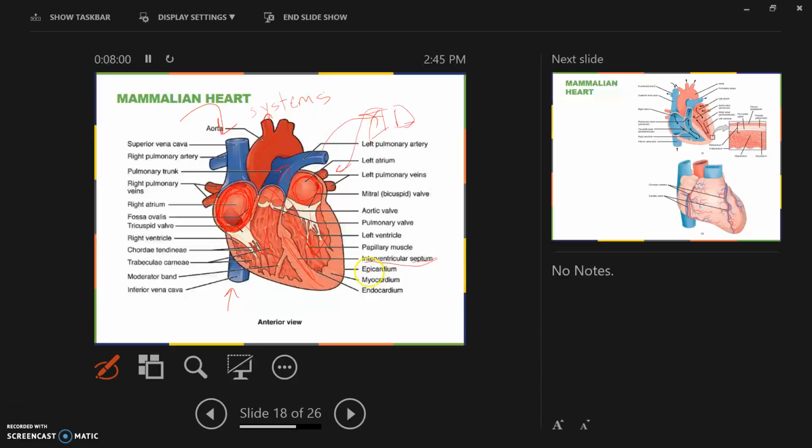The outer layer of the heart is called the epicardium. The muscular layer is called the myocardium. And then the inner lining of the heart is the endocardium. The muscles that line the ventricles are called papillary muscles. They form little bumps, and the chordae tendineae that are attached to the tricuspid and mitral valves hold those valves in place. They're like little tendons, and they hold those valves in place by attaching to the papillary muscles.